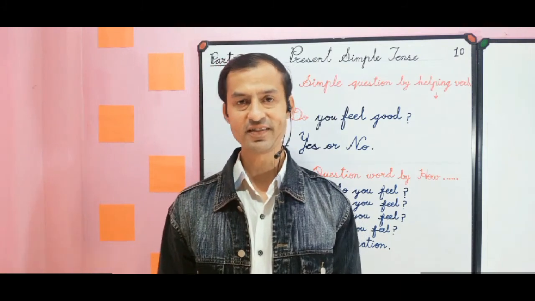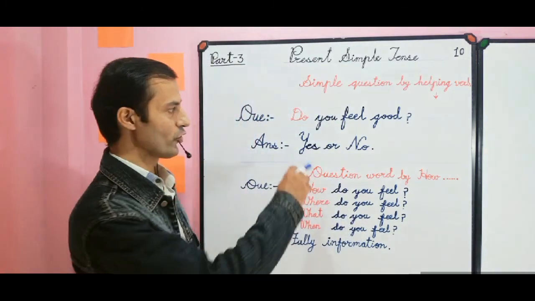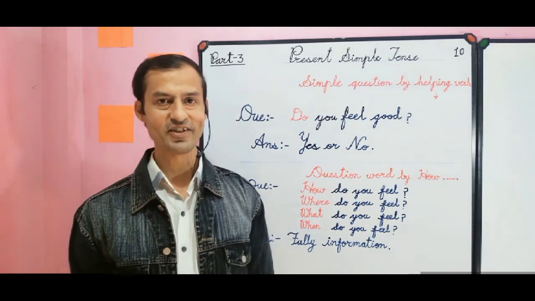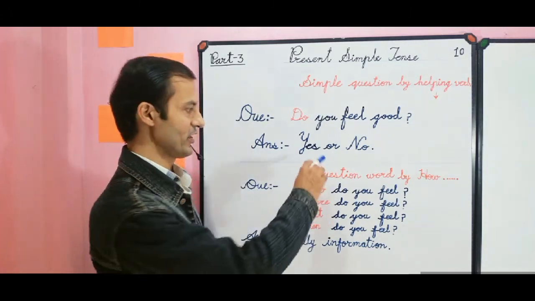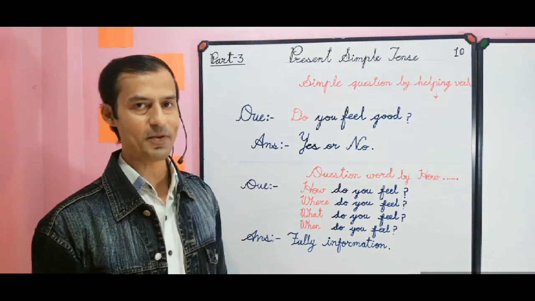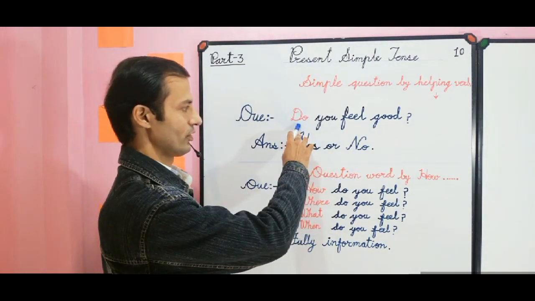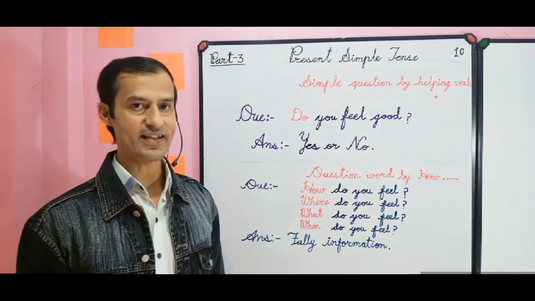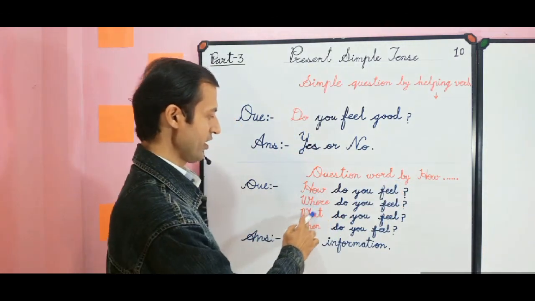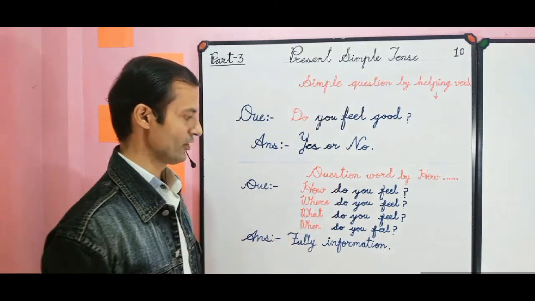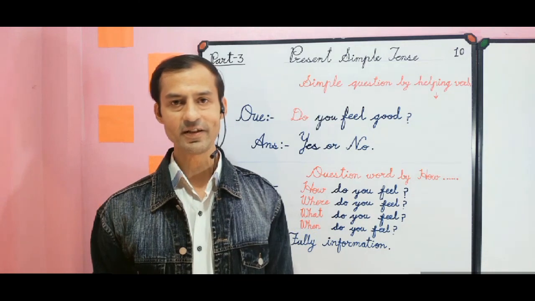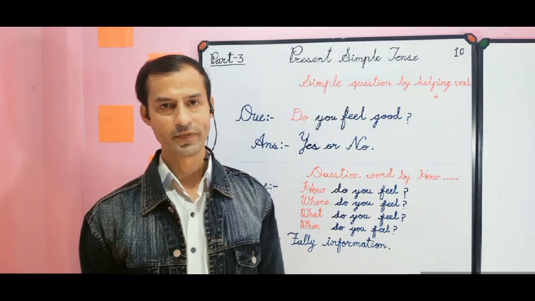When somebody asks a simple question, do you feel good? So you have to give a short answer, yes or no. Because this sentence starts with the helping verb do. But when somebody asks with a question word, how, where, what, when, you have to give full information. You can't say yes or no.